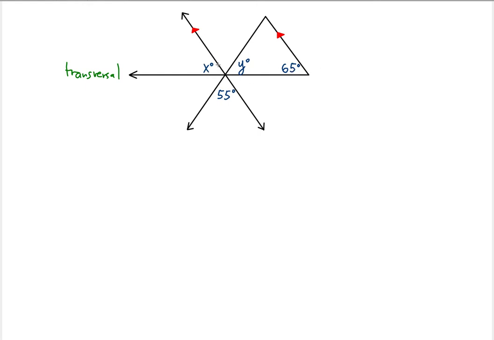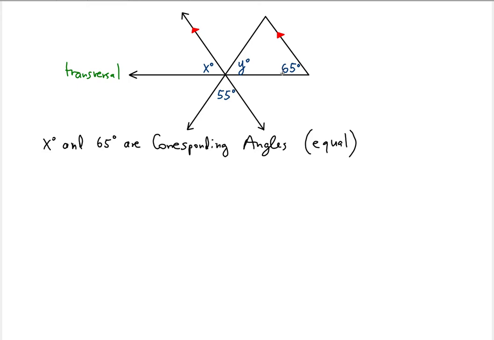All right, so if you know that this is a transversal, you can safely say that x and 65 have matching corners, okay? Because they're both to the left of the parallel lines and they're both above the transversal, so they're matching corners. So we know that x and 65 are corresponding angles. And we know corresponding angles when it comes to parallel lines are equal in measure. Right? So we can safely say that x is equal to 65 degrees.